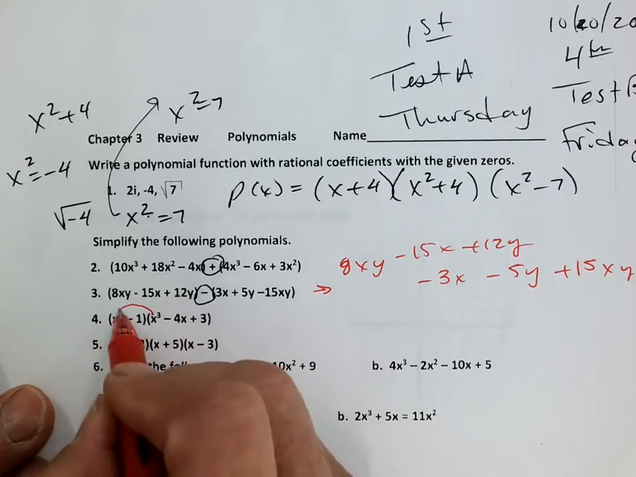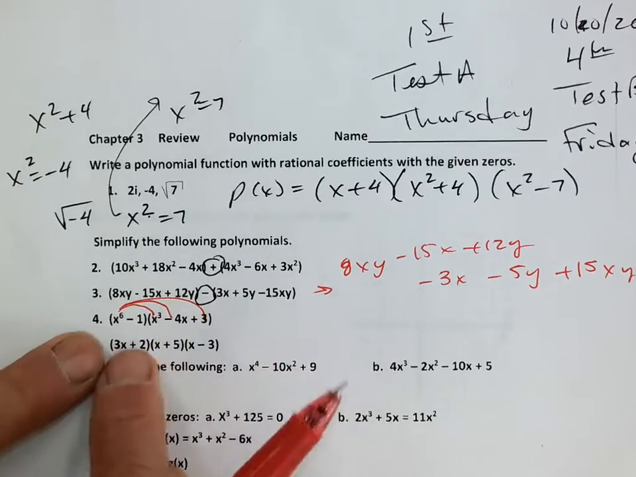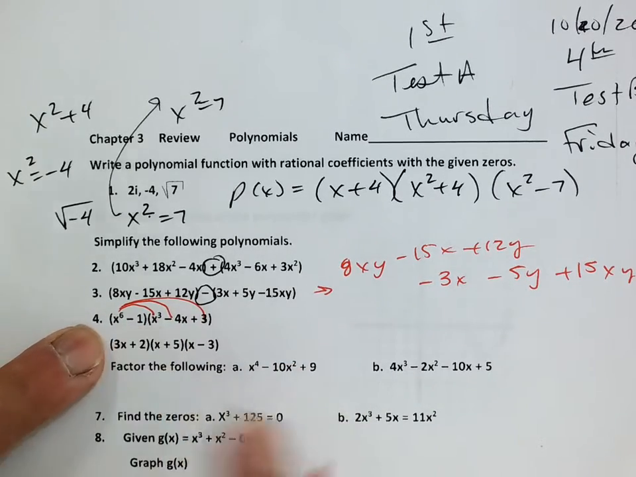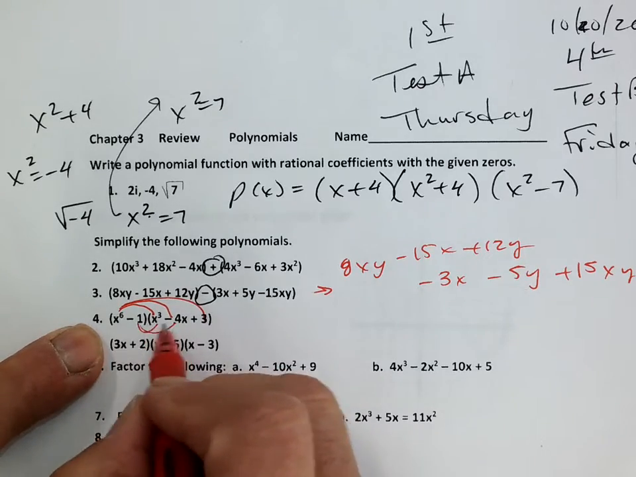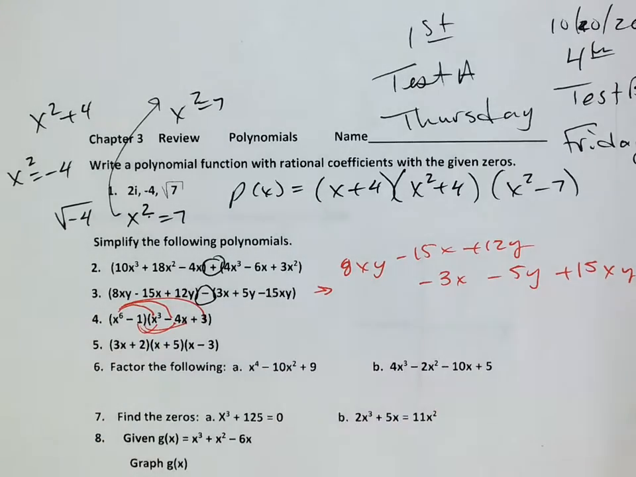Now, 4, you're going to have to multiply. This times this, this times this, this times this. You will get an x to the 9th. Yes, you will. Then this times this, this times this, this times this. And combine like terms if there are any. In fact, in this case, there might not be.